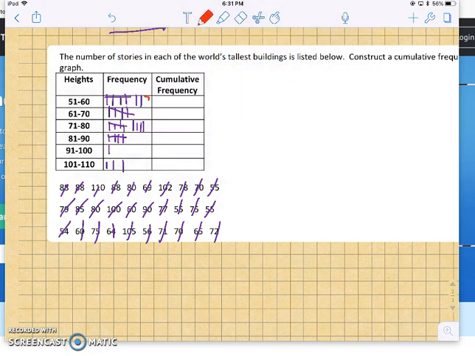So if we look at the frequencies of these, this one has 7, 5, 9, 5, 1, and 3. So 12, 21, 26. So we have a total of 30 here, 30 buildings. So the cumulative frequency, this would be 7. Well, how many buildings under the height of 70? We would add that and have 12, plus 9 is 21, plus 5 is 26, 27, for a grand total of 30 buildings.